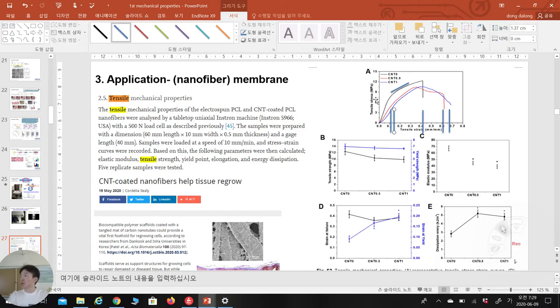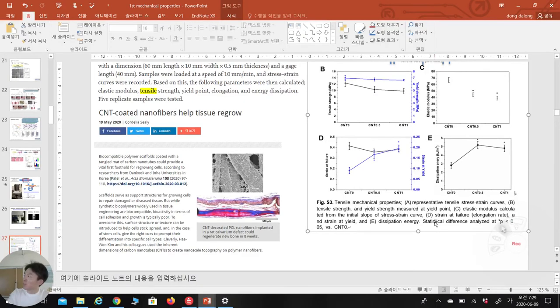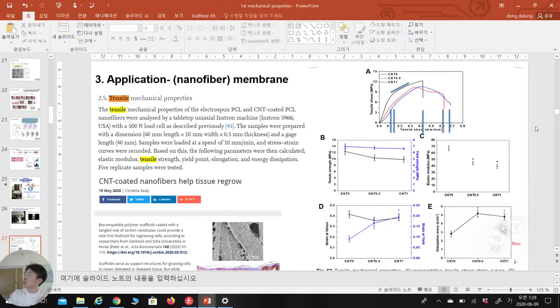So what is the effect of the CNT coating on the PCF fiber? There is not much change in tensile strength, the elastic modulus is a little bit decreased, the strain at failure is increased, and the dissipation energy is increased. So we can say that we can make a softer material that absorbs more energy. So even when you measure just one stress and strain curve, you can get a lot of data, and from this data we can expect that this can be used for bone or for neuron. Okay.